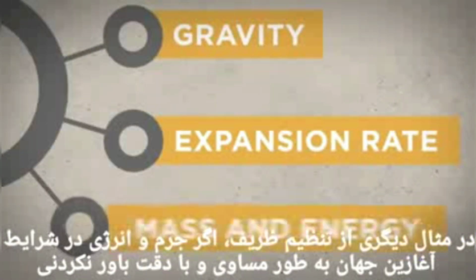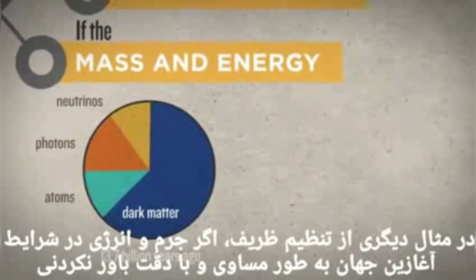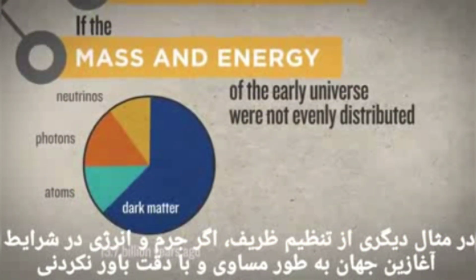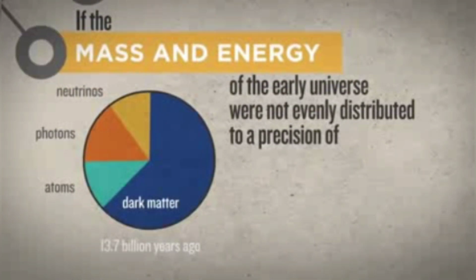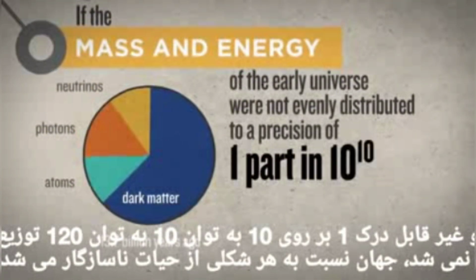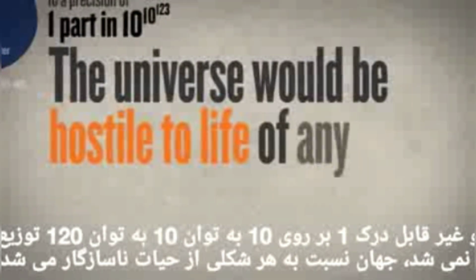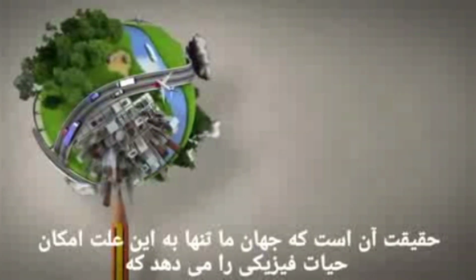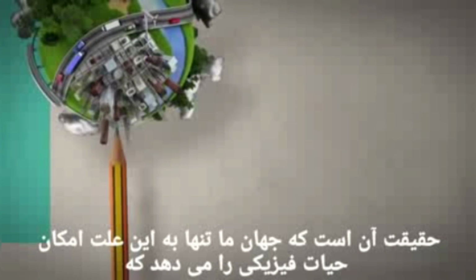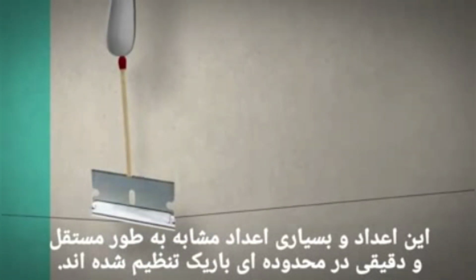In either case, the universe would, again, be life-prohibiting. Or another example of fine-tuning: if the mass and energy of the early universe were not evenly distributed to an incomprehensible precision of 1 part in 10 to the 10 to the 123rd, the universe would be hostile to life of any kind. The fact is, our universe permits physical, interactive life only because these, and many other numbers, have been independently and exquisitely balanced on a razor's edge.